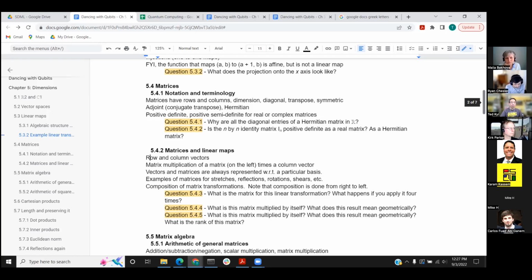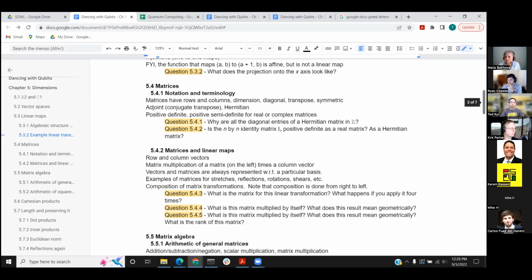Any other comments or questions about our matrices, both ones with real numbers in the rows and columns, as well as complex numbers in the rows and columns? All right. So then 542, how do these matrices have to do with linear maps?